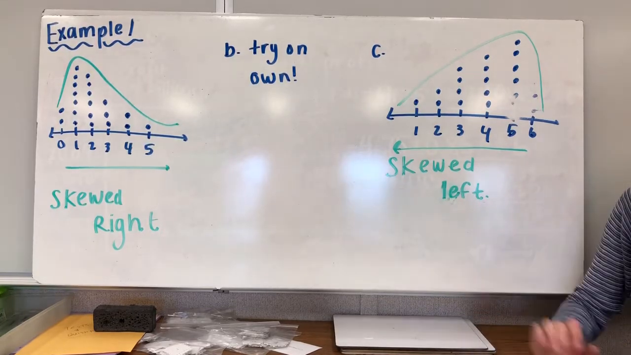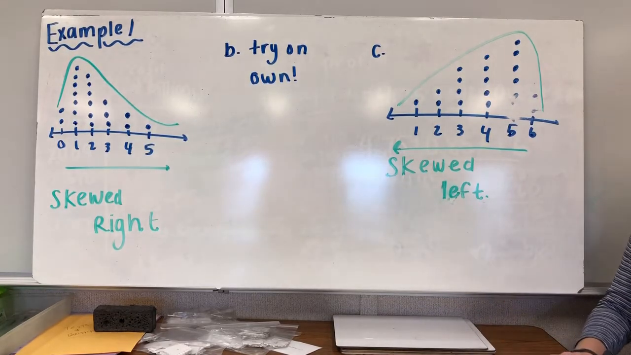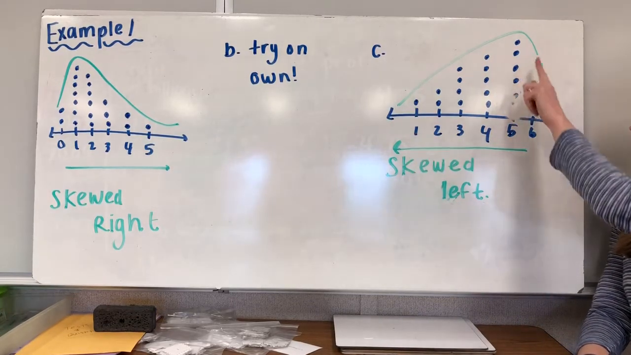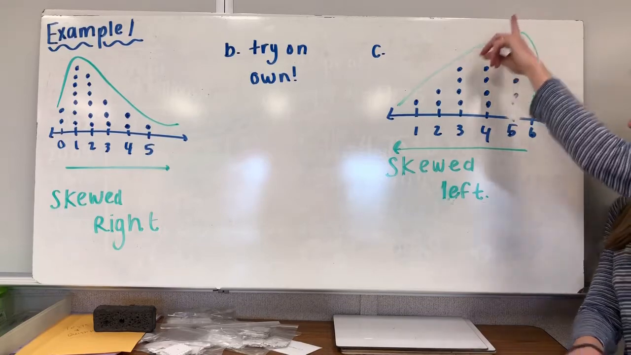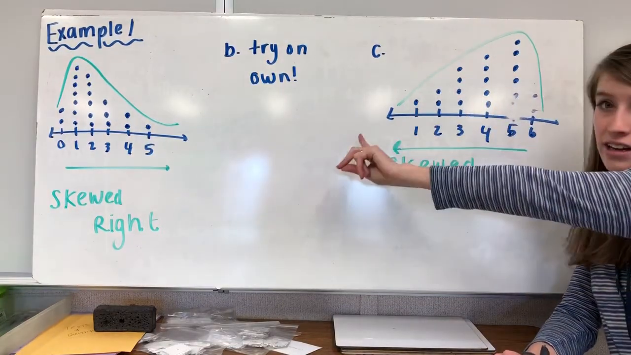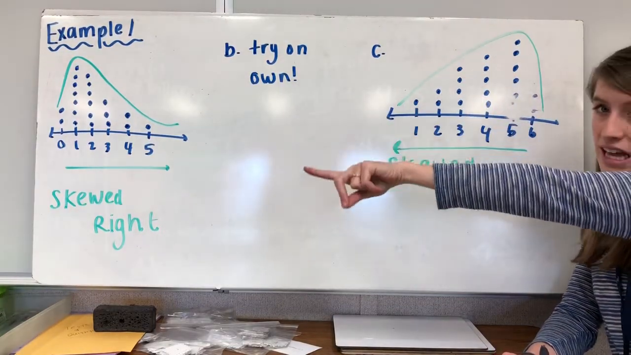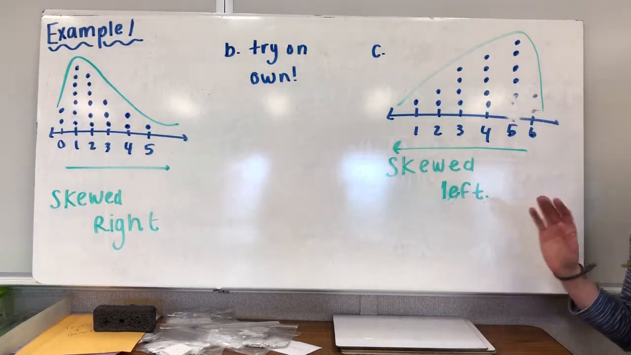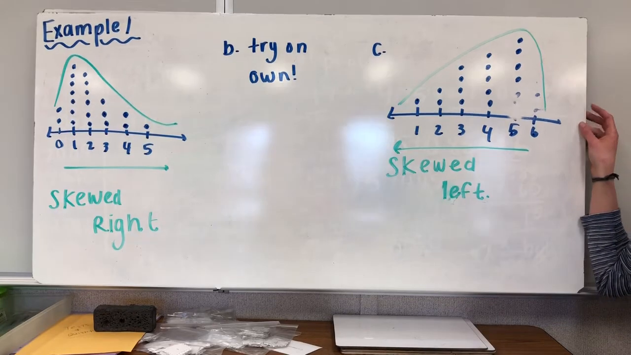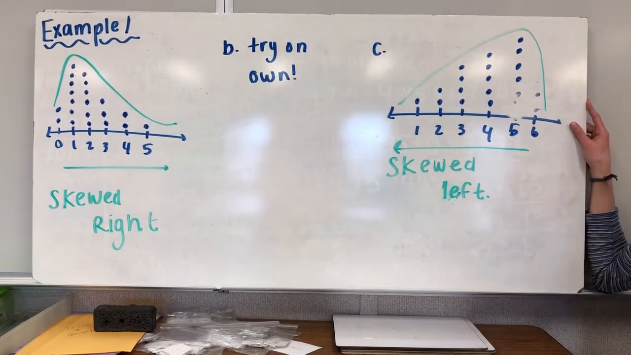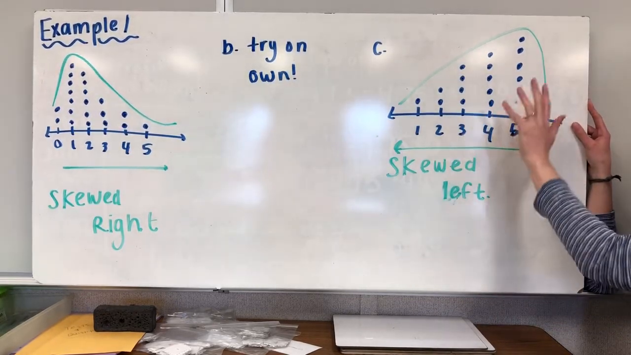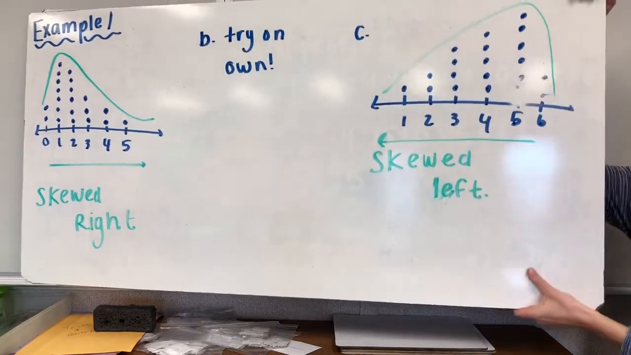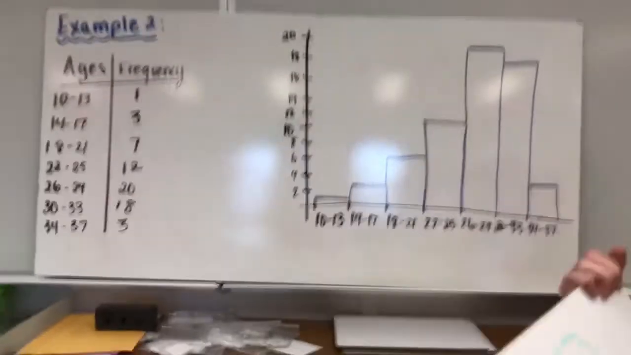I want you to try B on your own. Let's skip to C. Again, my first step was to draw a smooth curve over it. What I see is that a lot of my data is on the right, but the tail, the long end of my smooth curve, is going to the left. So I'm pulling my data to the left. This is skewed left. They're both not symmetric because we don't see that mirror image, the same on both sides, with both tails extending. Let's try the next example.